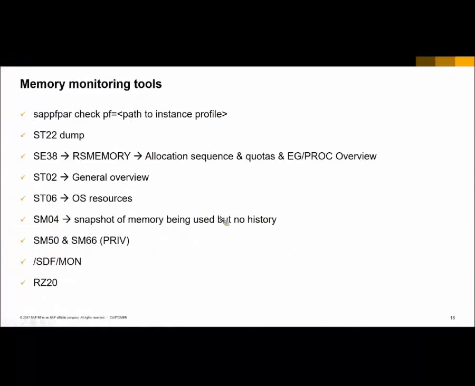When there are memory dumps related to shortage on memory resources on transaction ST22, they normally contain more information about the reason of the dump, and they also show the amount of memory that was being consumed at the time of the dump. We will analyze each case in detail in the troubleshooting section. Then, with RSMEMORY report executed from SE38, you can check not only the allocation sequence on each application server that we have already seen, but also you can get an overview on the EG consumption and proc memory consumption.